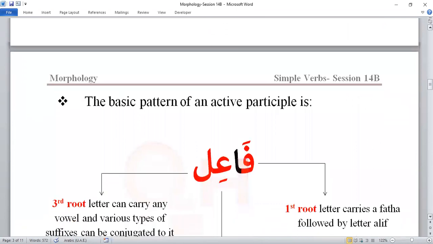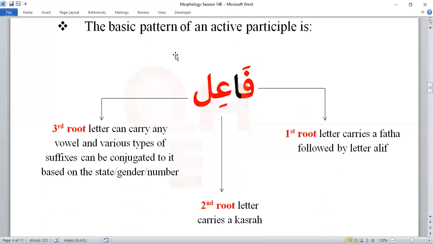Let's first take a look at the basic conjugation of active participle. We are showing the basic conjugation using three root letters fa, ayn, lam. So this is the basic conjugation or pattern for active participle: fa'il. The first root letter will always carry fatha followed by letter alif attached to it. Second root letter will always carry kasra, and the third root letter can carry any vowel. There can also be various types of suffixes that can be conjugated to it based on the state, gender, and number. So this is the basic conjugation of active participle, fa'il.